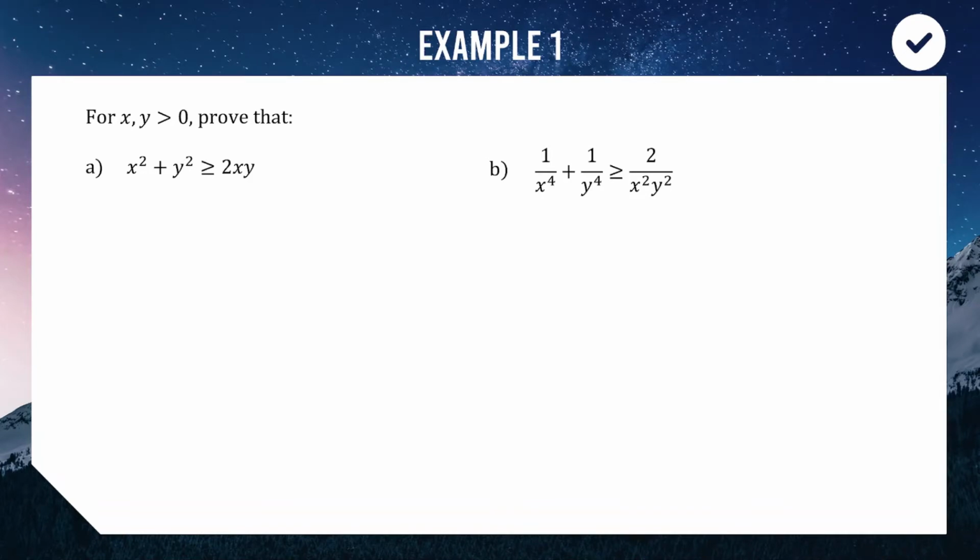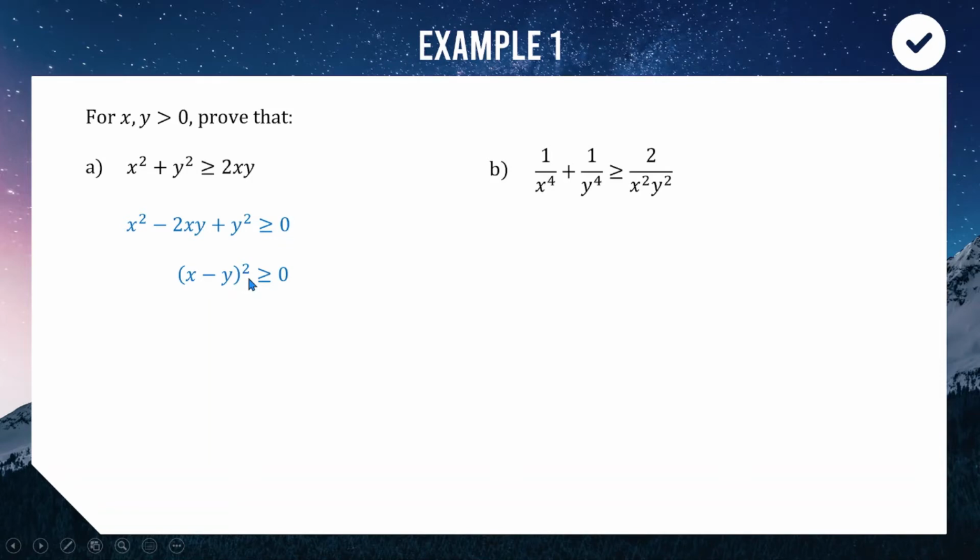Second tip is that usually you want to put everything on one side of the inequality and so you're comparing against 0. That's what we're going to do first in question A. We're going to pull this 2xy across to the left-hand side so we have minus 2xy. Now we're trying to show the left-hand side is greater than or equal to 0. Luckily, x squared minus 2xy plus y squared should be familiar to you as a perfect square expansion. So we could factorize the left-hand side as x minus y all squared.